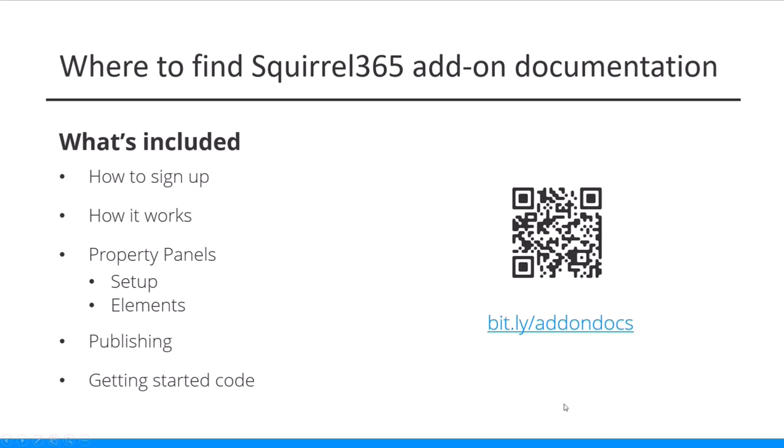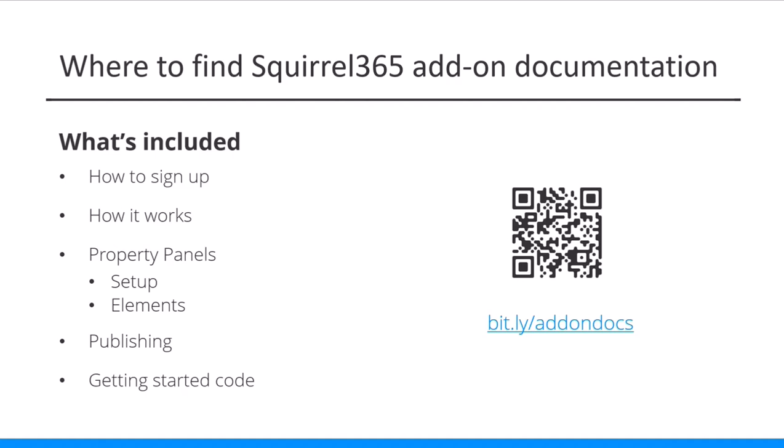Okay, so where to find the Squirrel add-on documentation? There's a link there you can follow, or scan that QR code, and that will take you to it. It's got a load of different things covered in there. Initially, there's a bit about how to sign up, which I've already briefly mentioned. Then there's a lot about how the framework works, how the communication works between Squirrel and your add-on, and how to prepare data to send across from your add-on back into Squirrel. An awful lot of information there.